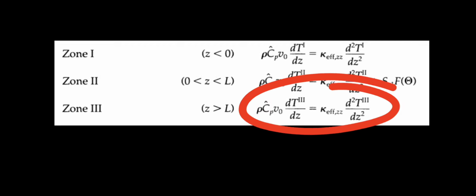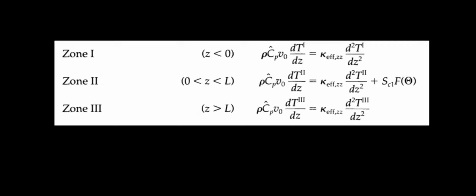The fact that these are second order differential equations implies that their general solutions will contain two arbitrary constants of integration for each zone. To determine these constants and obtain a unique solution that describes the temperature profile throughout the entire reactor, we need to apply appropriate boundary conditions. This leads us to the more in-depth discussion of boundary conditions.